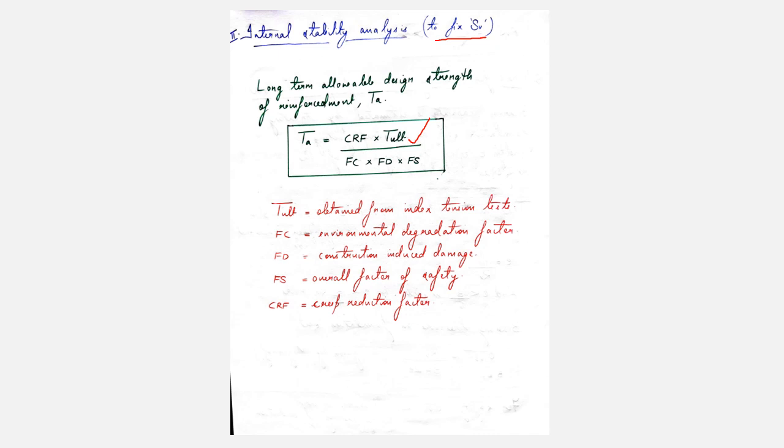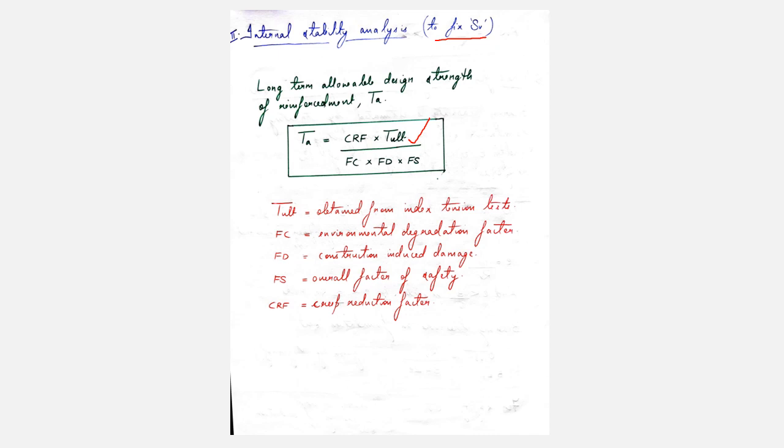Okay, so in actual field conditions, we need to know the actual or allowable design strength of the reinforcement. That is basically the long-term design strength which we are trying to find out. TA denotes the long-term allowable design strength of the reinforcement, which will be achievable in the field. That is equal to the creep reduction factor into T ultimate, divided by the environmental degradation factor into FD, which is the construction induced damage, into FS. FS is the total factor of safety.